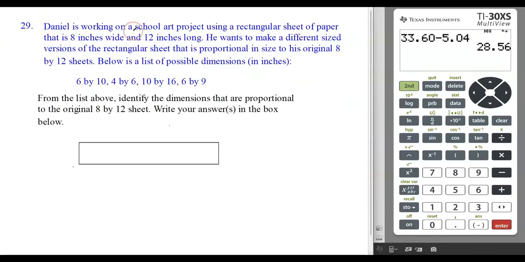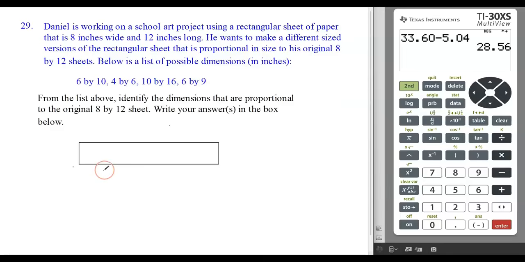Question 29. Daniel is working on a school art project using a rectangular sheet of paper that is 8 inches wide and 12 inches long. He wants to make a different size version of the rectangular sheet that is proportional in size to his original 8 by 12 sheet. Below is a list of possible dimensions. So 6 by 10, 4 by 6, 10 by 16, and 6 by 9. From the list above, identify the dimensions that are proportional to the original 8 by 12 sheet. Write your answers in the box below.